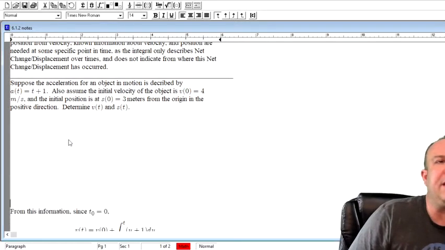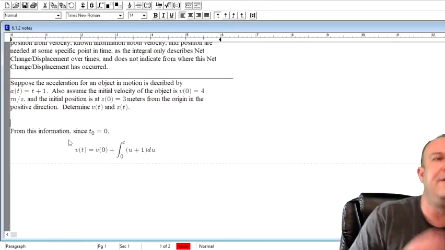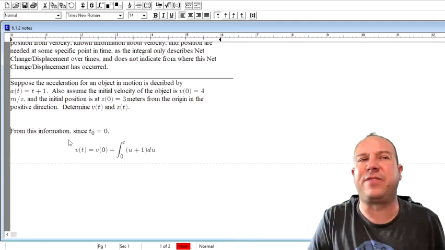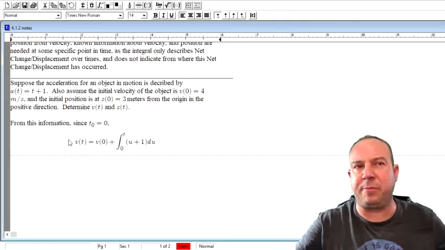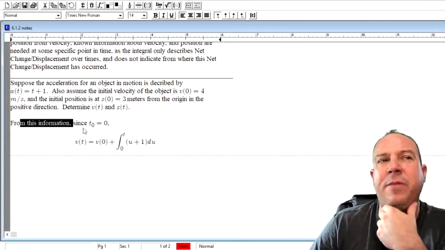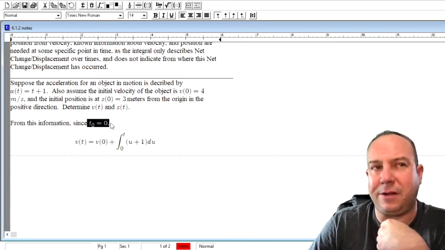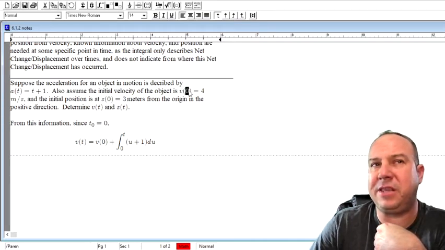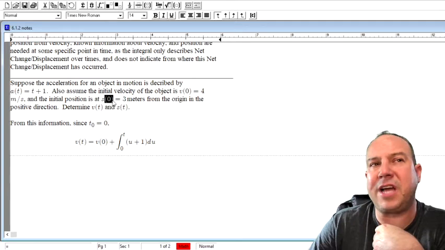Well, we begin with velocity from acceleration. From our theorem above, velocity from acceleration, right? And from this information, since t null is equal to 0 in value, t null is going to be this observed value at time where we observe a very specific velocity or a very specific position.